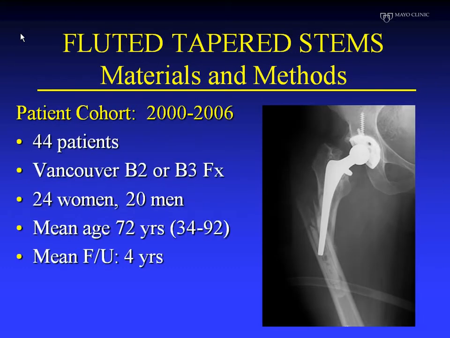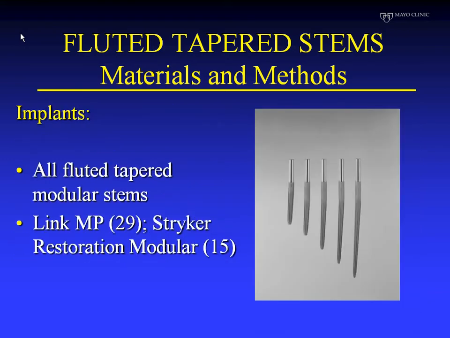I thought you might be interested in our results of this technique. We have treated 44 patients between 2000 and 2006, Vancouver B2 or B3 fractures, 24 women, 20 men, average age 72. All these patients were followed for a minimum of 2 years or till death, and the average is 4 years. The implants were all fluted tapered modular stems. The two specific types of implants are listed.